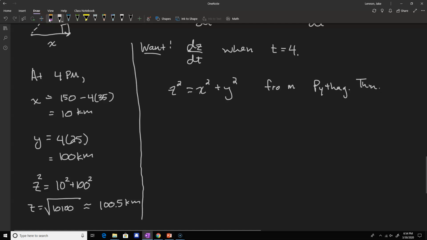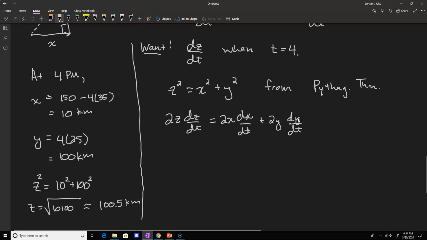So then what we want to do is, now that we have the equation that relates all three variables here, we want to take the derivative of that implicitly. Implicit differentiation says, well, we have three different implicit functions of time: z, x, and y. So the derivative would be 2z dz/dt equals 2x dx/dt plus 2y dy/dt. Okay, so now we have our related rates equation that has three different variables, x, y, and z, and also three different rates, dx/dt, dy/dt, and dz/dt.